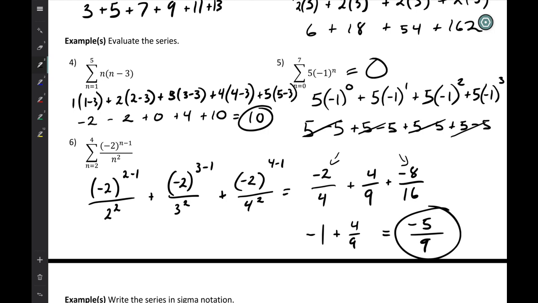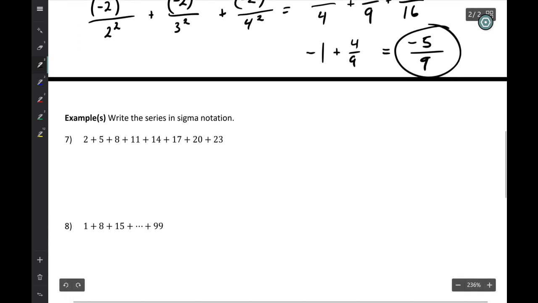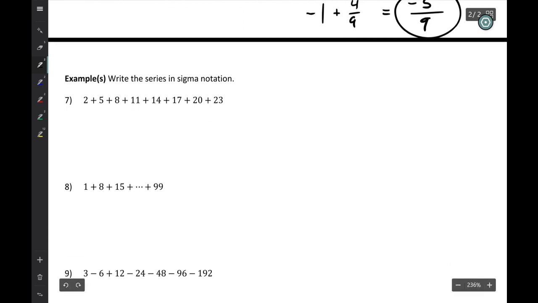Alright, once you've figured out how to expand these things and write them out as a series, the real fun comes in putting it back into sigma notation. So let's look at a couple of examples with those. And this is really why we're doing this. This idea of pattern recognition and seeing what's going on is really, really important in mathematics, and this gives us some really nice practice on it.